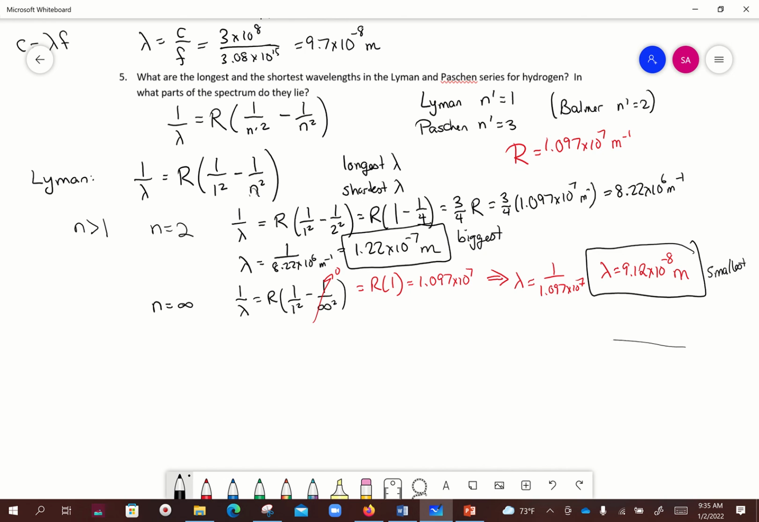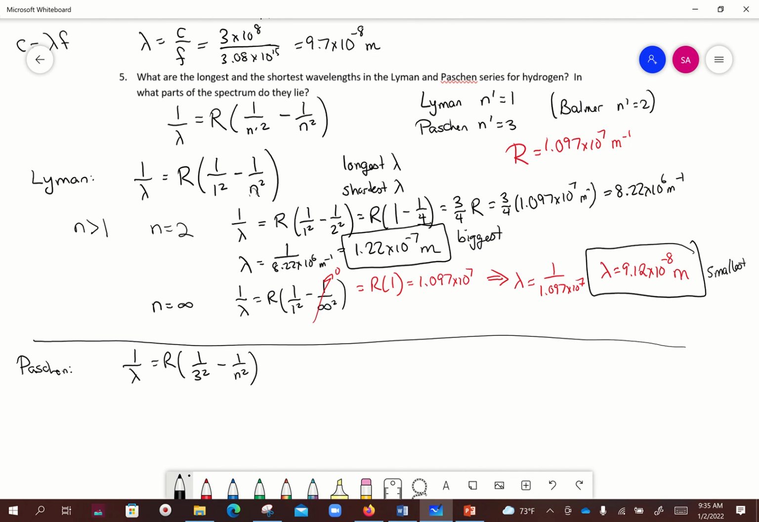All right, let's do the same thing for the Paschen series. So for the Paschen series, now I've got 1 over lambda is equal to R times 1 over 3 squared minus 1 over n squared. I'm going to do the same thing. So I'm going to choose which is my biggest value and which is my smallest value of n. So the smallest value of n I can have has to be bigger than this number, otherwise I'll get a negative wavelength. We can't get a negative wavelength. So an n of 4 is my smallest one.